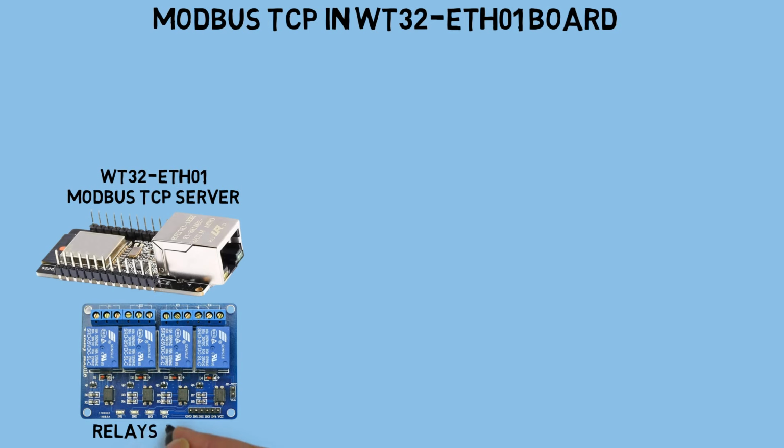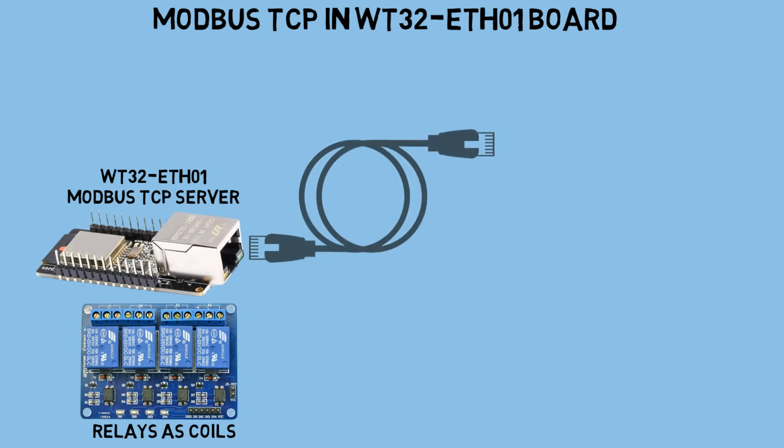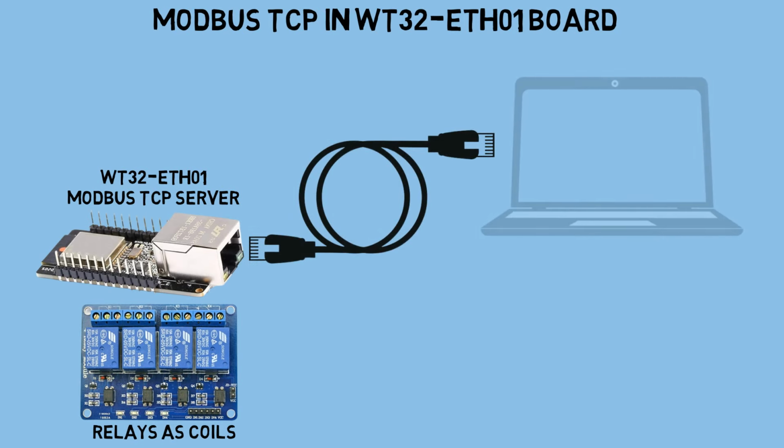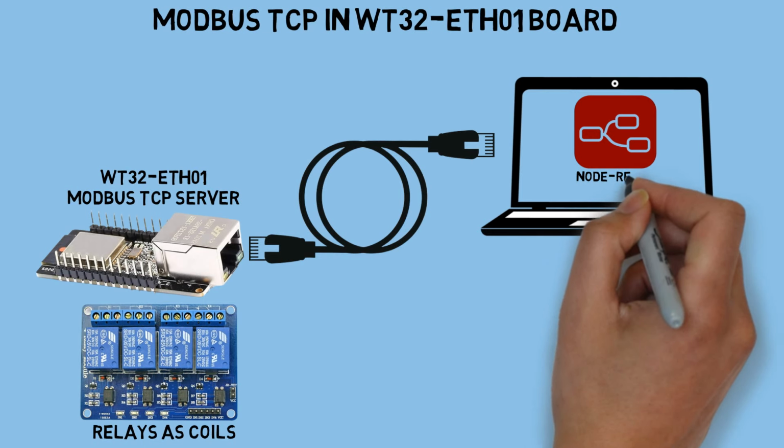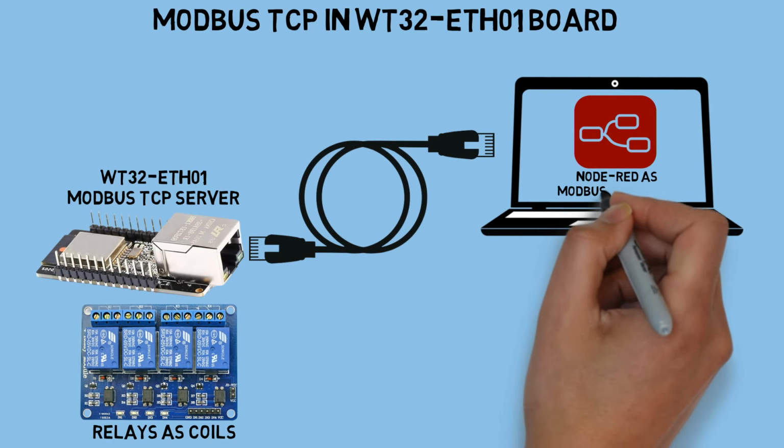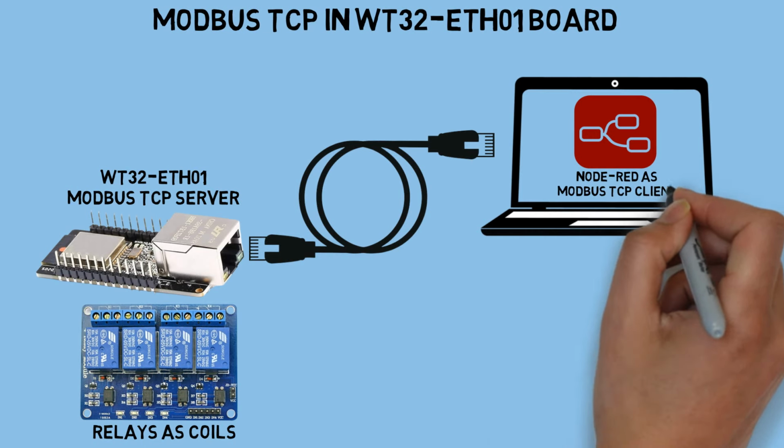Since the WT32-ETH01 board features an embedded Ethernet port, I'm using an Ethernet cable to connect the board to the local network. On a computer connected to the network, I'm using Node-RED as a Modbus TCP client, which will connect to the Modbus TCP server to control the coil registers.